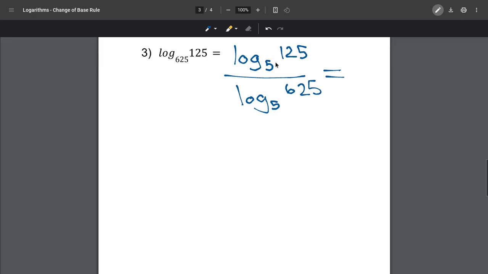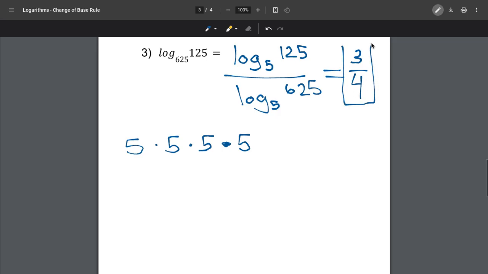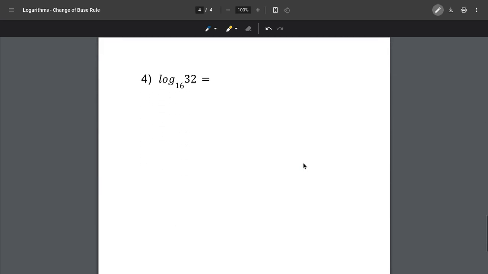All right, so I got to think, how many 5's do I multiply together to get 125? Well, if I do 5 times 5, that's only 25. But if I multiply again by 5, that's 125. So I have 3 5's that I multiply together to get 125. To get 625, I would multiply 125 by 5 again. So that's 4 5's. So my solution here is 3/4. Okay, one more. Let's give it a try.